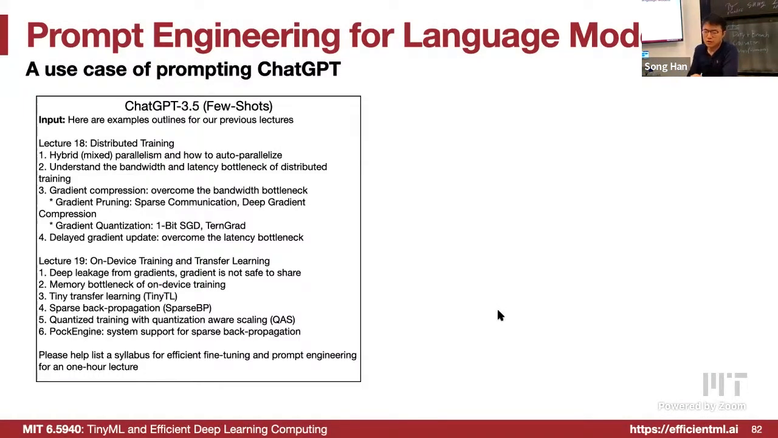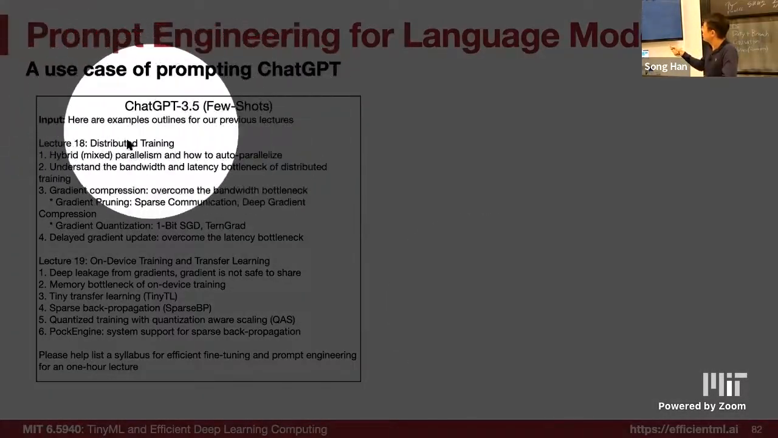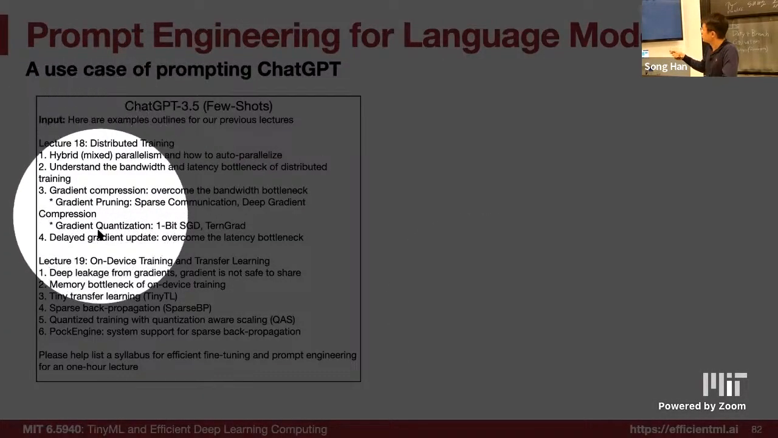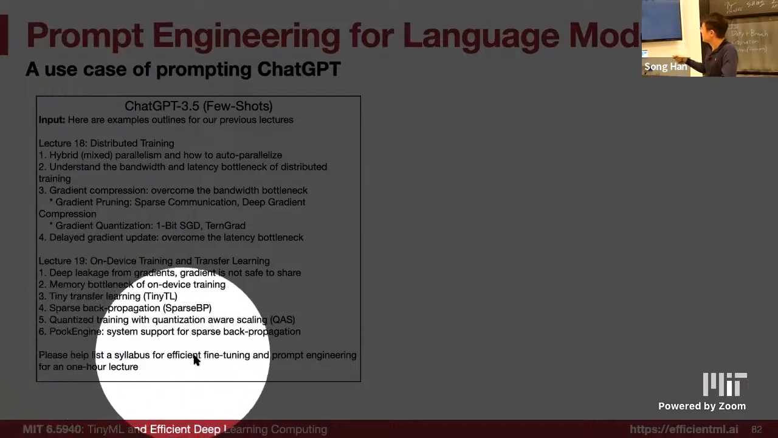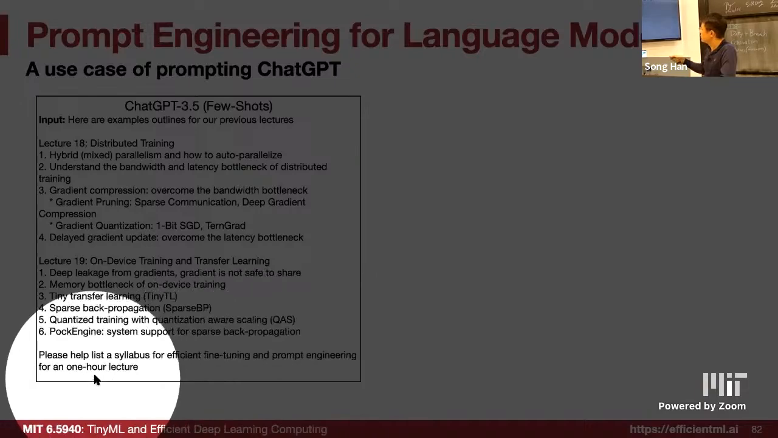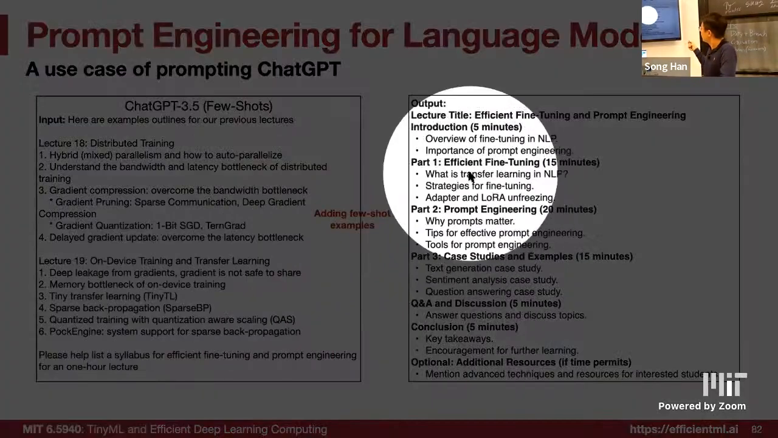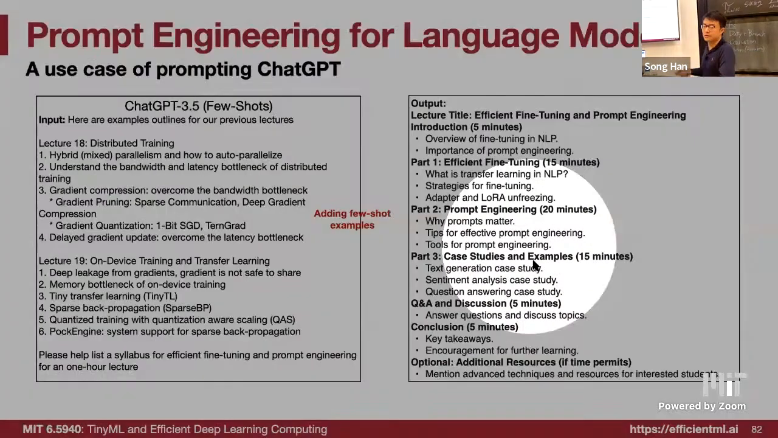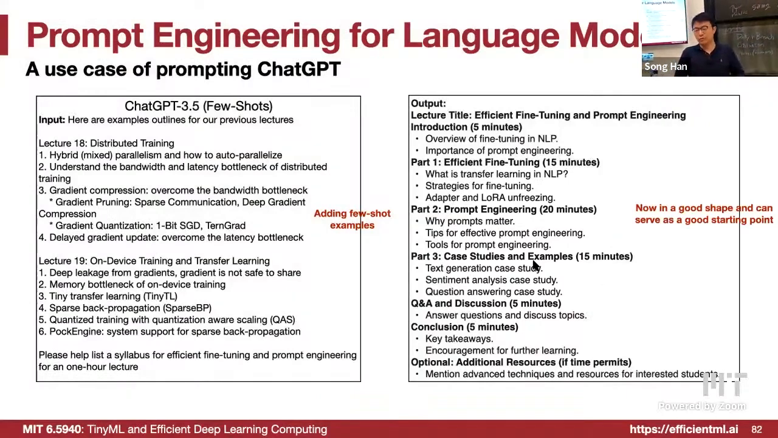And we can also demonstrate by giving it a few examples. Here are examples of outlines for our previous lectures, like lecture 18, distributed training, lecture 19. And given that, please help us make a list for efficient fine-tuning and prompt engineering for a 1 hour lecture. Add a few examples, and it will give a much better syllabus. So those are some good practices to prompt language models.